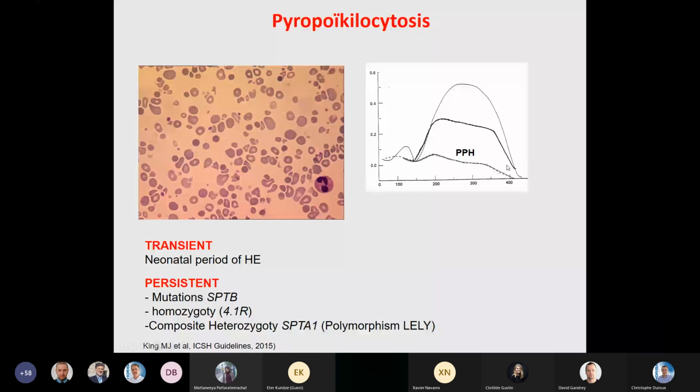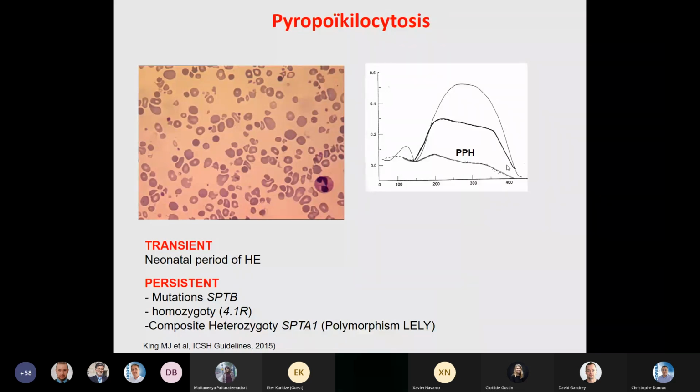So when do you see elliptocytosis? When do you see pyropoïkilocytosis? So elliptocytosis, we have seen that earlier. Pyropoïkilocytosis, first, it can be a transient expressive elliptocytosis in the neonatal period. It's exactly the same as in spherocytosis, but the first week of life for a newborn, even if we'll have an asymptomatic elliptocytosis later on, can be very expressive during the neonatal period and can require some transfusion.